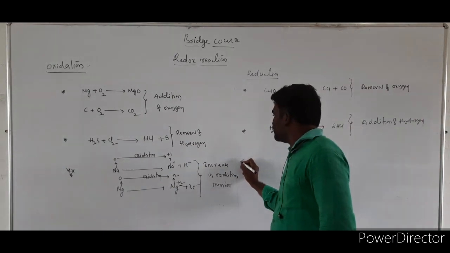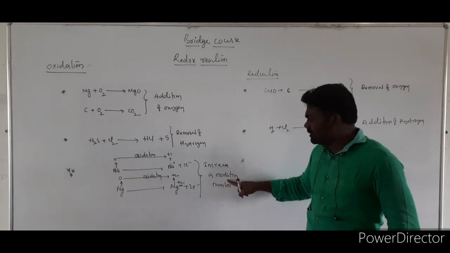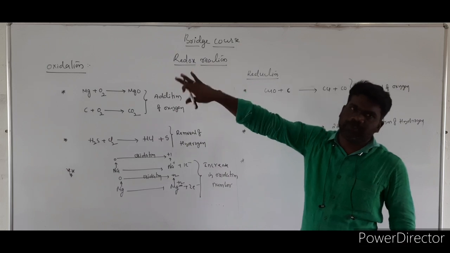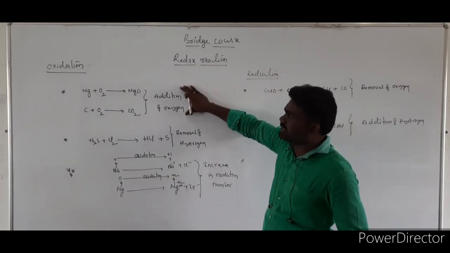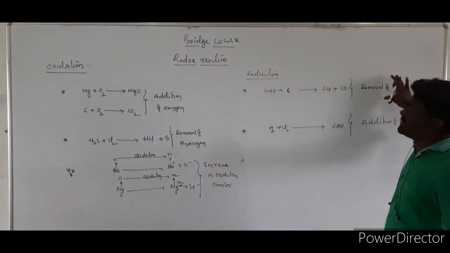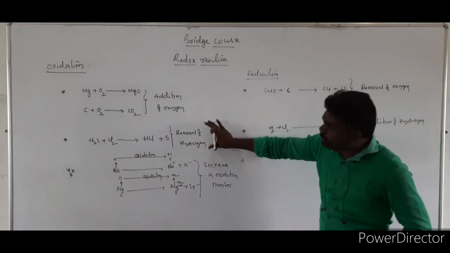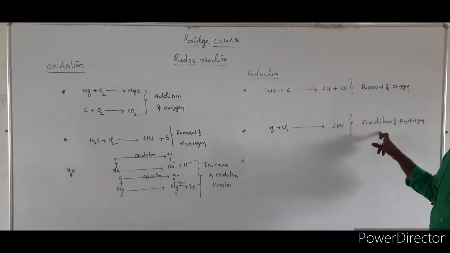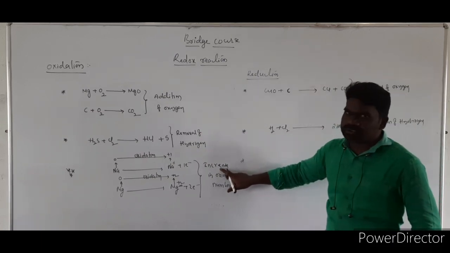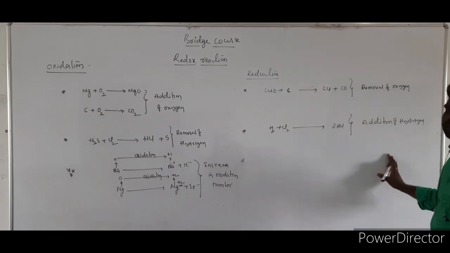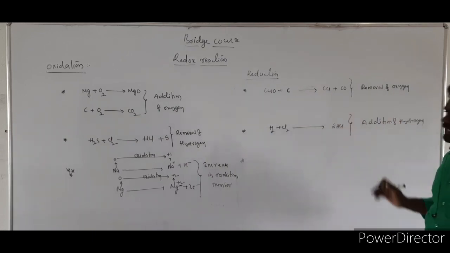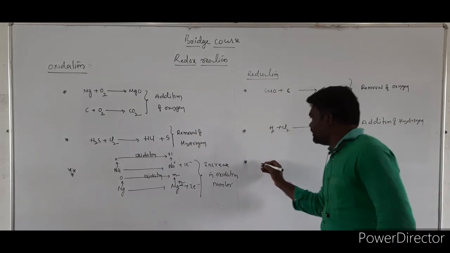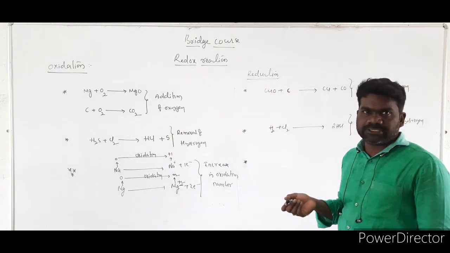Third, another definition: increase in oxidation number is oxidation, and the opposite is reduction. In all cases reduction is opposite to oxidation. Addition of oxygen is oxidation, removal is reduction. Removal of hydrogen is oxidation, addition of hydrogen is reduction. Increase in oxidation number is oxidation, so here we take a decrease. The modern definition of reduction is decrease in oxidation number.